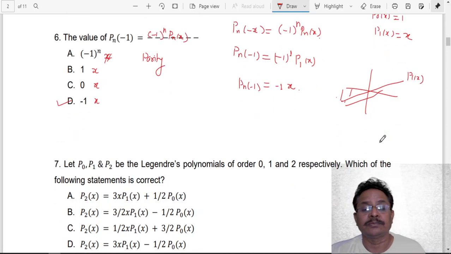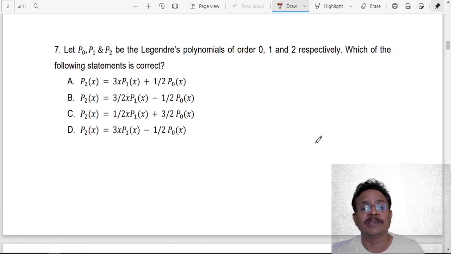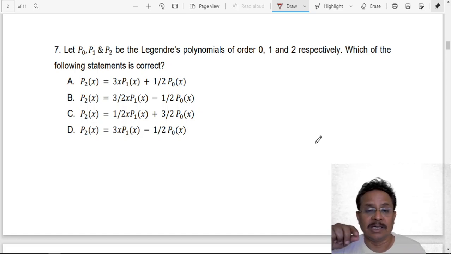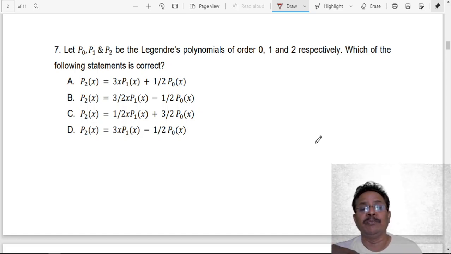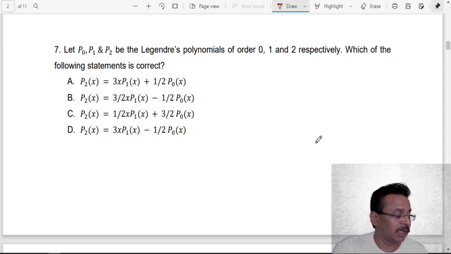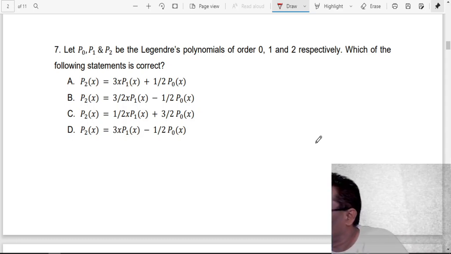Now this is question number 7. This is a three-term recurrence relation. Again, you have to remember this recurrence relation for the Legendre polynomial. It is given as: let P0, P1 and P2 be the Legendre polynomials of order 0, 1 and 2 respectively. Which of the following statements is correct? For that, we have to understand the properties of the Legendre polynomial, and out of these, the correct option can be obtained here.